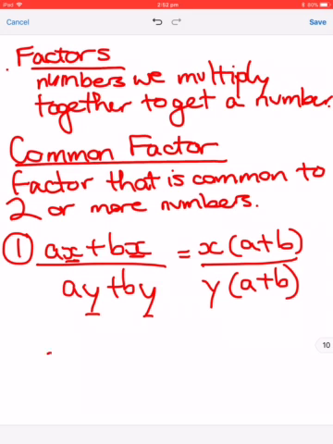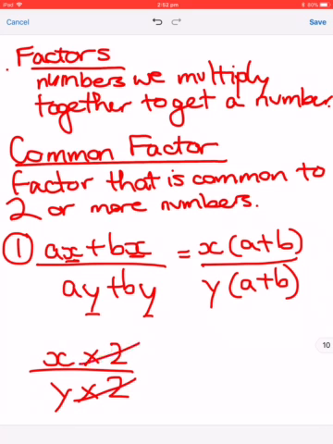Now again, think of it like numbers. If we had x times 2 over y times 2, what would you be able to do? You'd be able to cancel, yeah? You'd just be able to get rid of the 2's. Well, it's exactly the same thing.